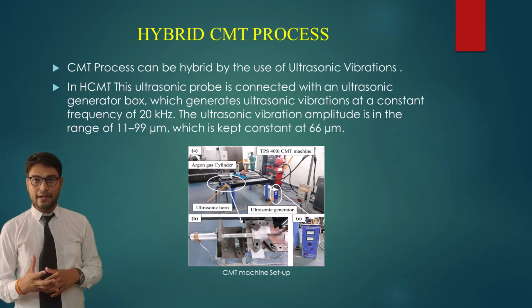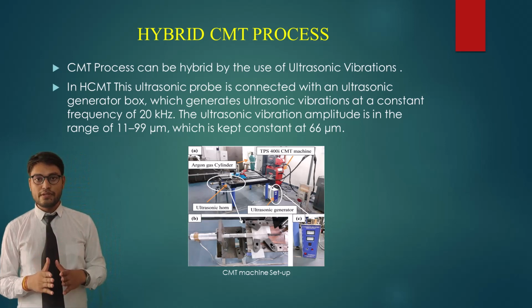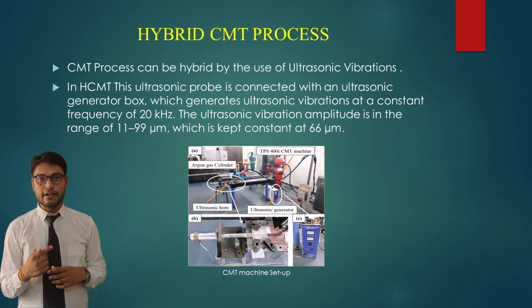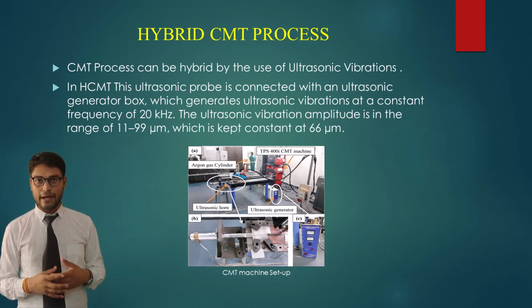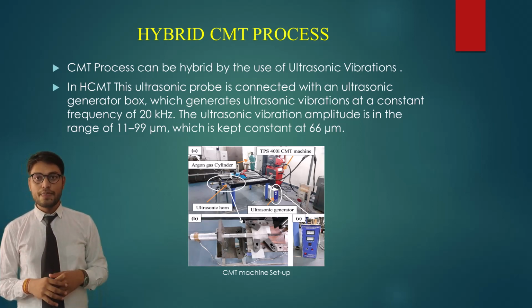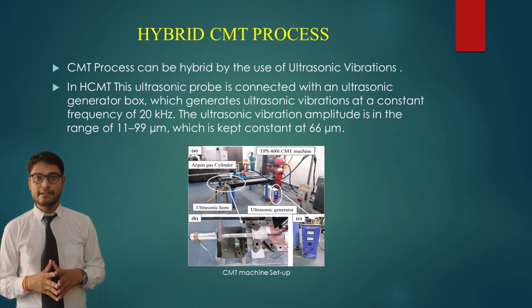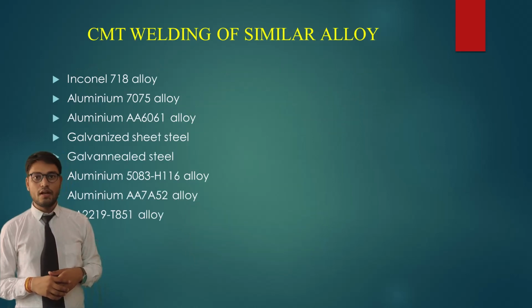Now moving to the next slide to discuss hybridization of the CMT process. The CMT process can be made hybrid by the use of ultrasonic vibrations. In CMTW, an ultrasonic probe is connected with the ultrasonic generator box, which generates ultrasonic vibrations at a constant frequency of almost 20 kHz. The ultrasonic vibration amplitude is in the range of 11 to 99 micrometers, which is kept constant at almost 66 micrometers for this work. After an extensive number of preliminary welding trials, the different welding parameters are chosen for ultrasonic assisted CMT. Thus the CMT can be hybridized by ultrasonic vibrations.